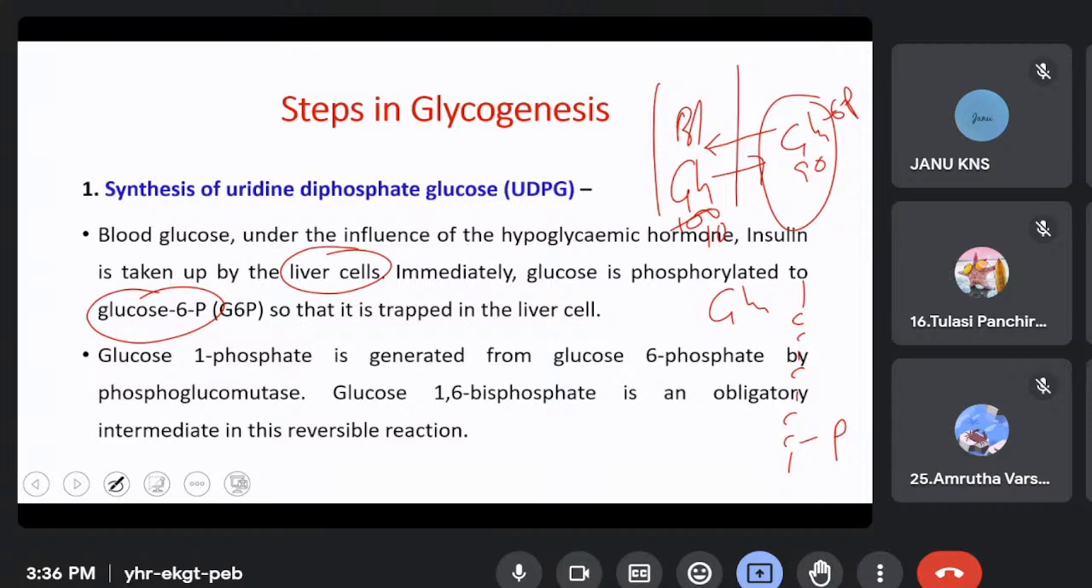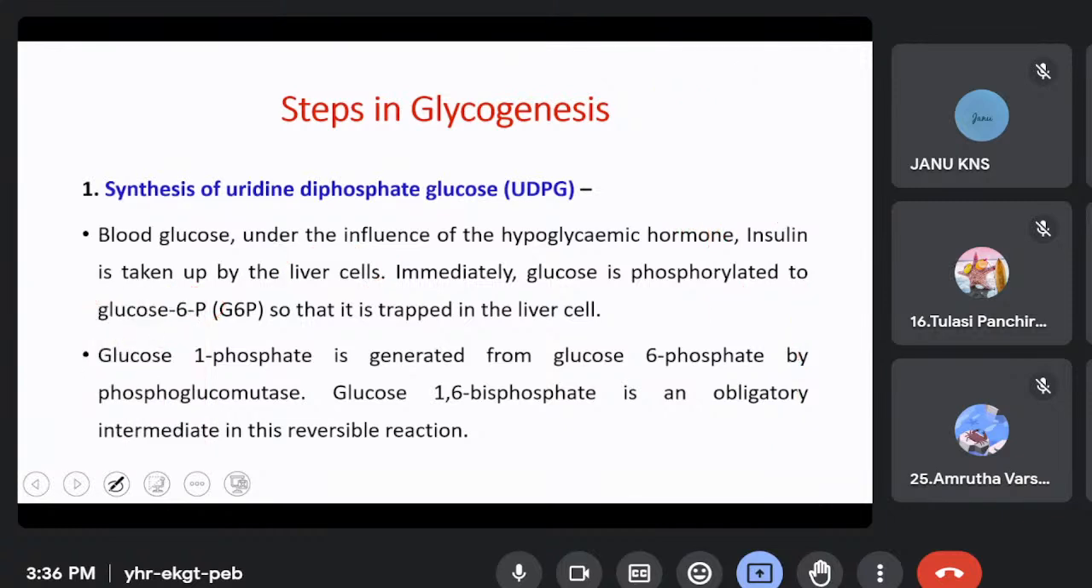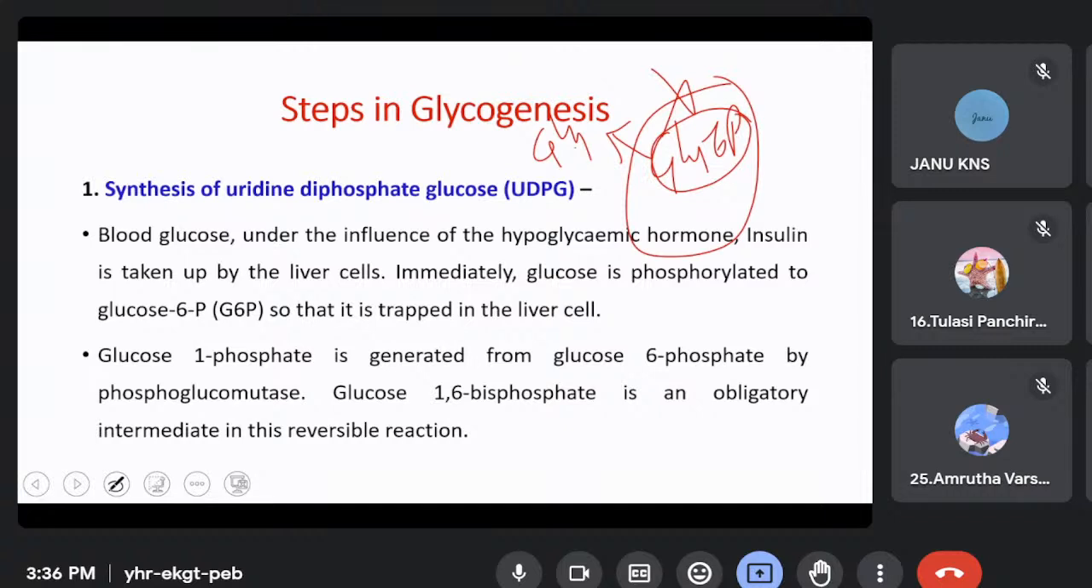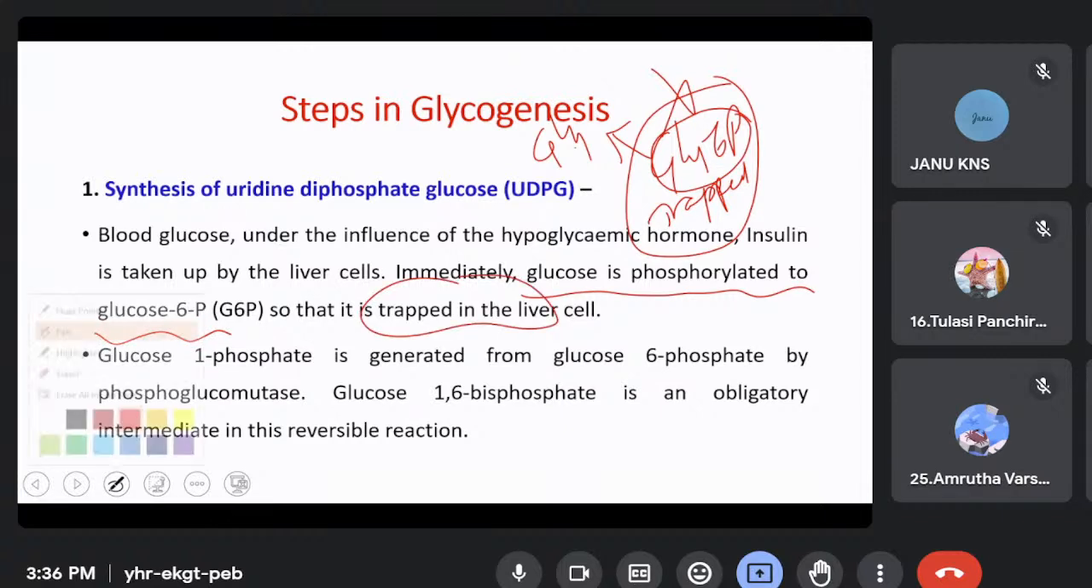Now what happens here? This is mainly because the cell membrane is permeable to glucose, but the cell membrane is impermeable to glucose 6-phosphate. So whenever glucose is converted into glucose 6-phosphate, it cannot be sent out. We can say simply that it is trapped. So glucose is immediately phosphorylated to glucose 6-phosphate, so that it is trapped in the liver cell.